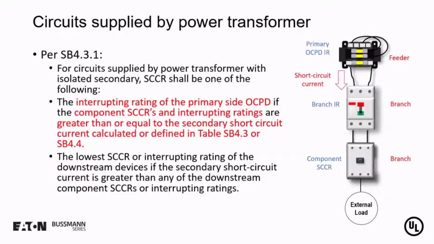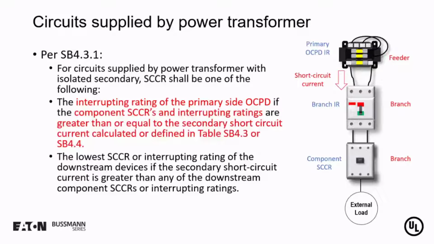Now, you can see on this slide that we have a panel that has a power circuit supplied by a transformer. So now this becomes a power circuit transformer. It has primary overcurrent protection, and then the secondary of the transformer is basically providing the branch circuit. It's a source for the branch circuit, which consists of the branch circuit overcurrent protective device, the components in the branch circuit, and then the external load.